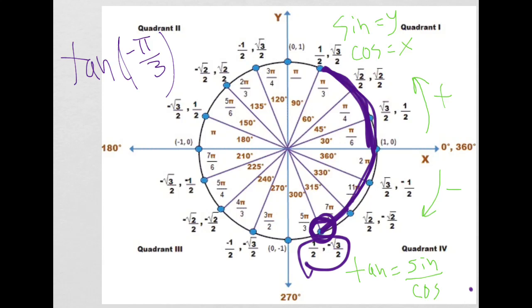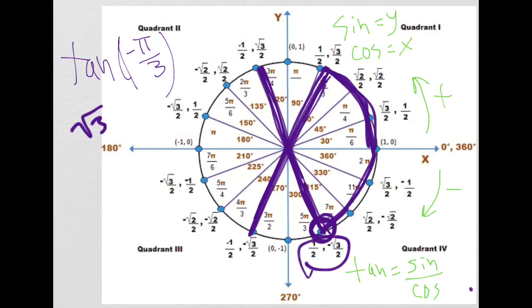But if you do have your trig chart, remember tangent is the slope of this line. Well, the slope of this line is going to be the same as the slope of that line, pi over 3, except it's going to be the opposite of it. So go to your trig chart. We know that the tangent of pi over 3 is just the square root of 3. So the tangent of negative pi over 3 has to be the opposite of that, negative square root of 3.